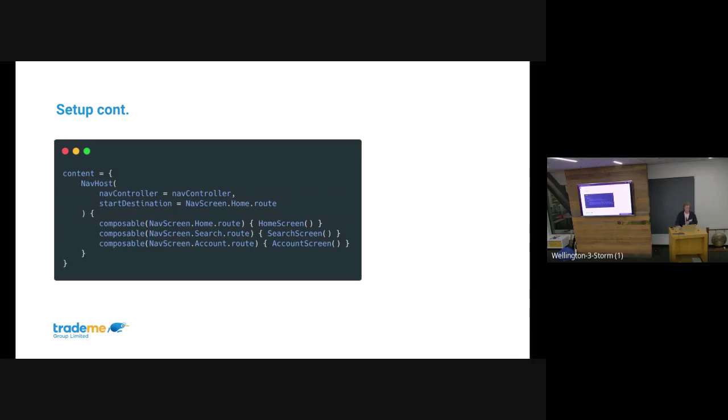In the last talk, Michelle mentioned the scaffold composable. We are using this here. And inside the content, which is everything between the top app bar and the bottom nav bar, we want to pass in or compose a nav host.